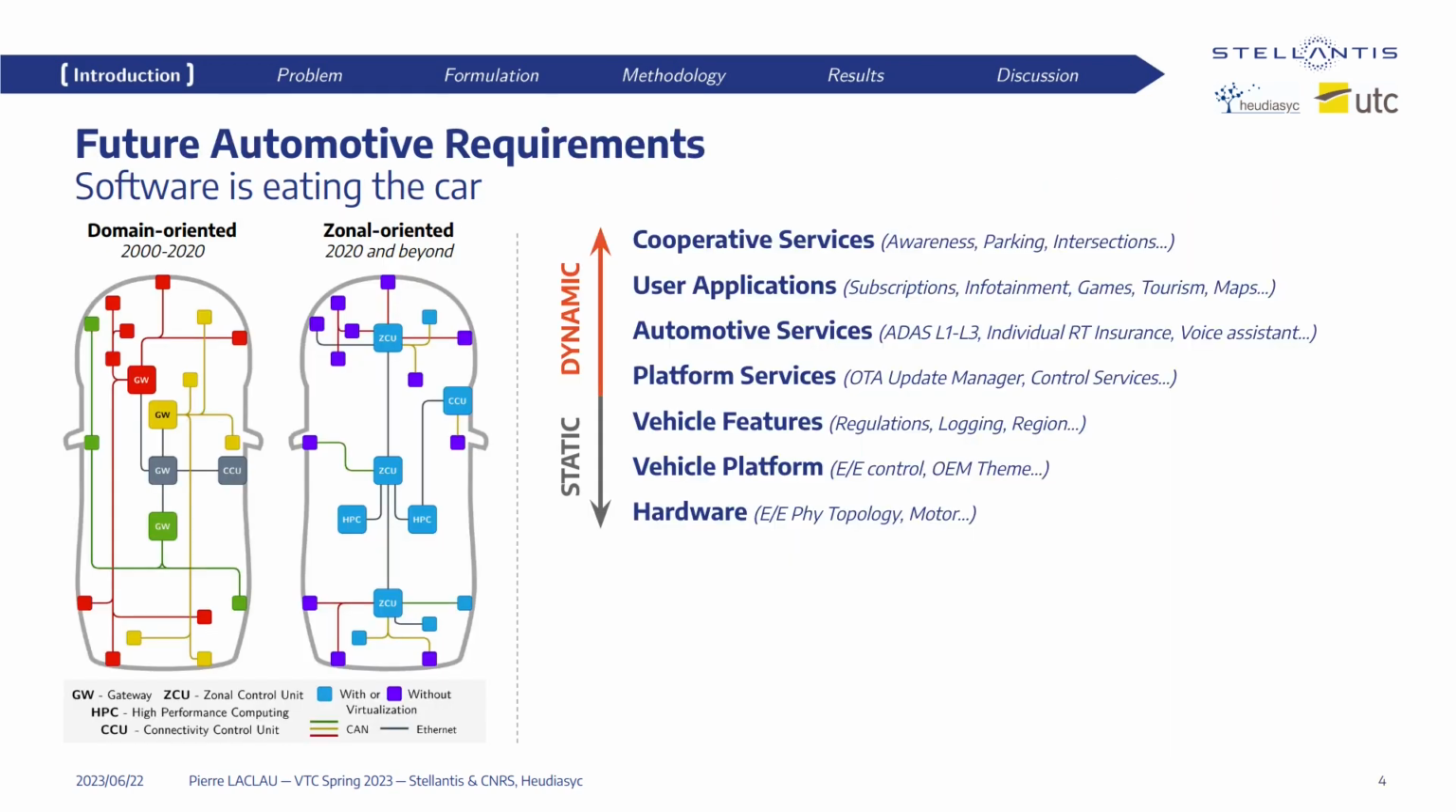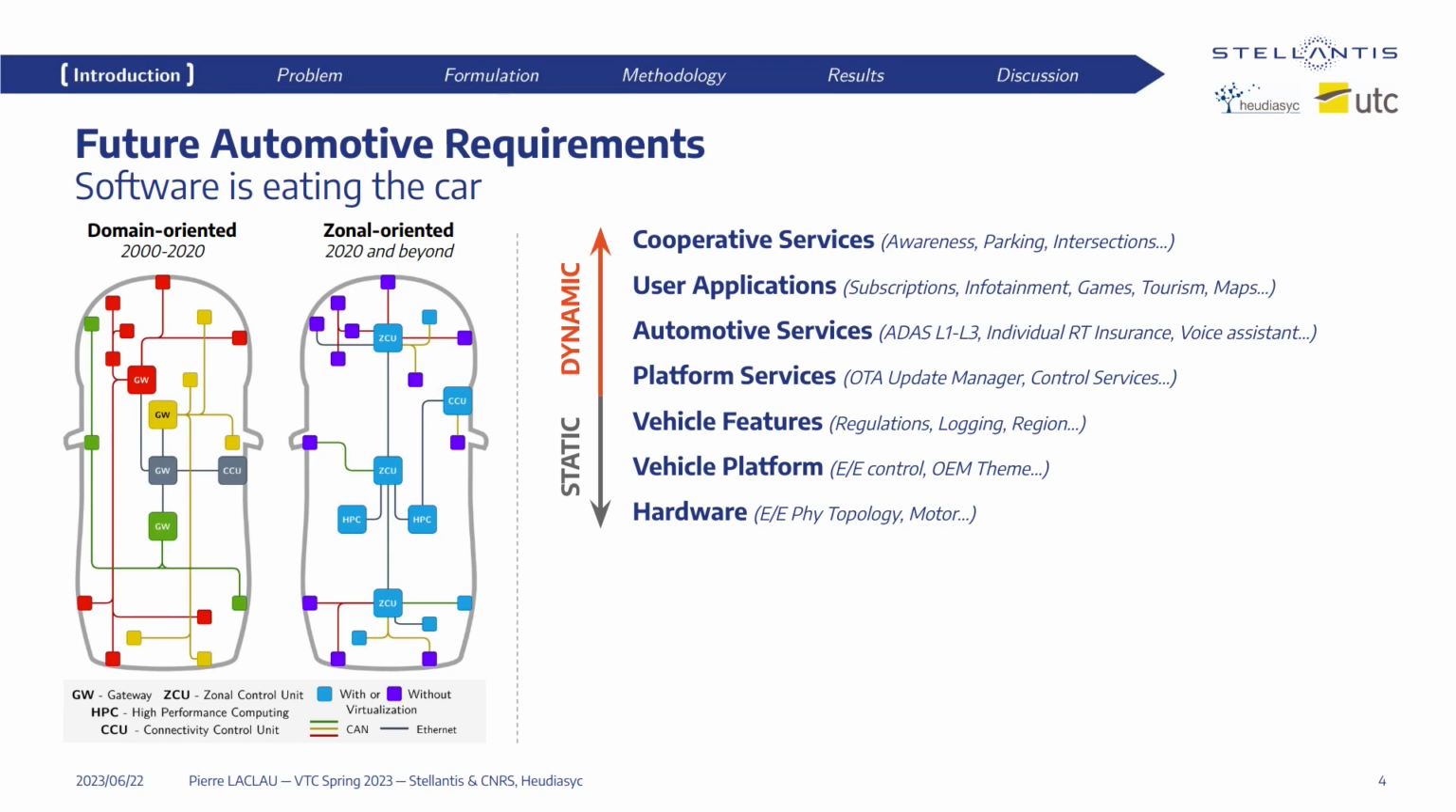So here's an overview of what this looks like. On the left, you have the transition that's happening in automotive. On the left, you have traditional architectures, which are domain-oriented. So you have CAN buses that are separated by function domains. And then on the right, you have zonal-oriented, which is kind of the new transition where you have centralized computing resources. And also you share Ethernet networks that are going to share different functions and network flows to limit the size, weight, and complexity of the hardware. So that's good. But at the same time, you have new use cases that are coming in.